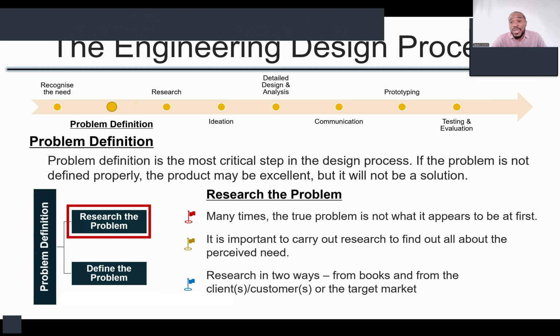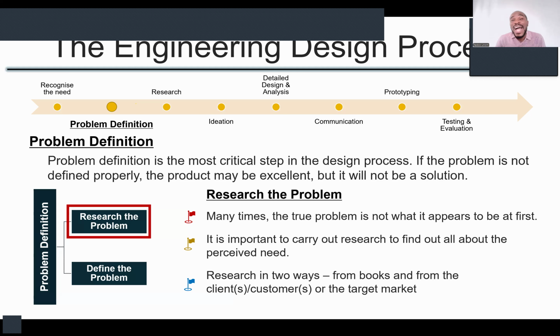It's important. So this is where you carry out research. Are you following me? This is where you carry out research. This is where you ask questions so that you can understand what the real problem is. And there are two ways you can research. You can research from books or published content, and you can ask directly from your clients. If it's somebody that now employed you and says, please, I have this problem, can you develop a solution to it? Or if it's just you, then you might need to go to the target market and ask questions.